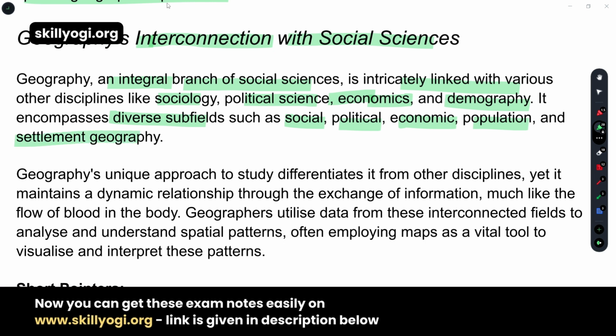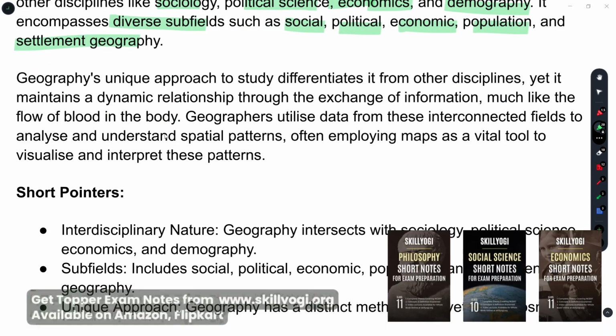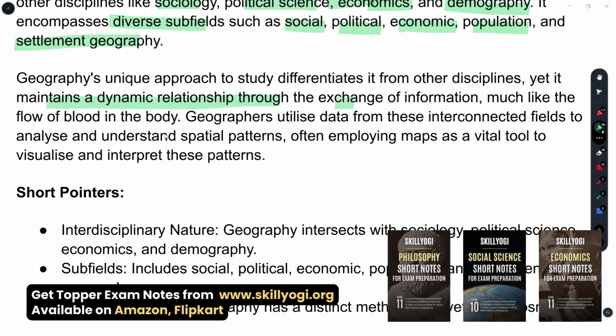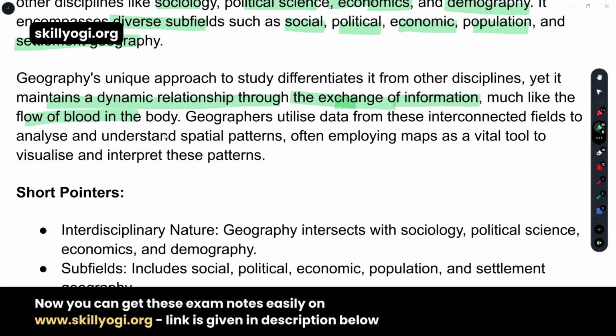So geography's unique approach to study differentiates it from other disciplines, and yet it maintains a dynamic relationship through the exchange of information, much like the flow of blood in the body. Like in our body, the blood is spread out to every part of our organs, right? So geography is also spreading outside into every part of the social sciences. So geographers utilize the data from these interconnected fields to analyze and understand spatial patterns.